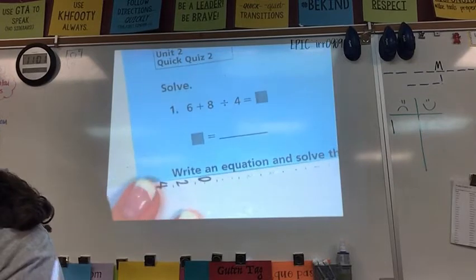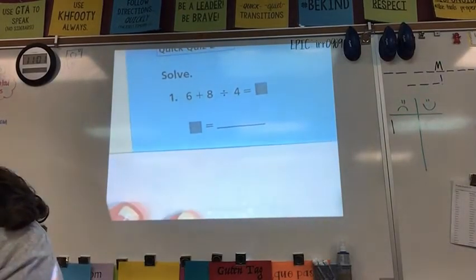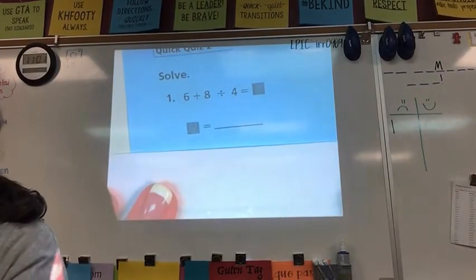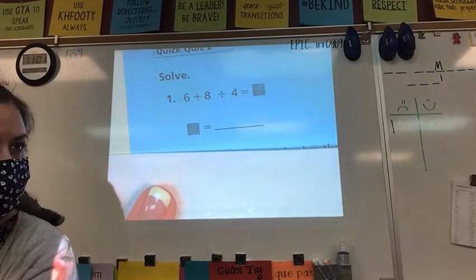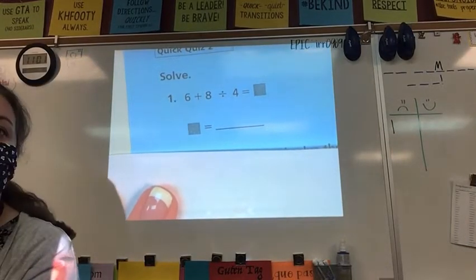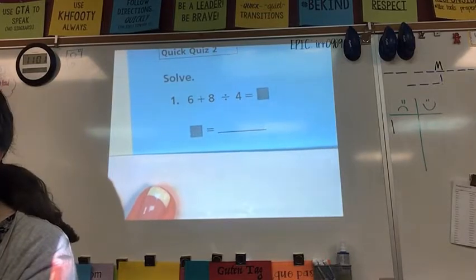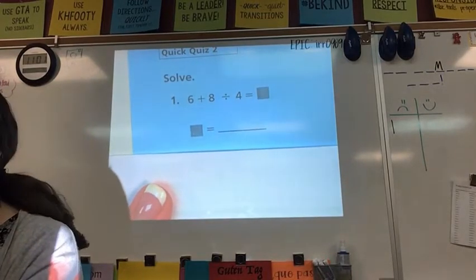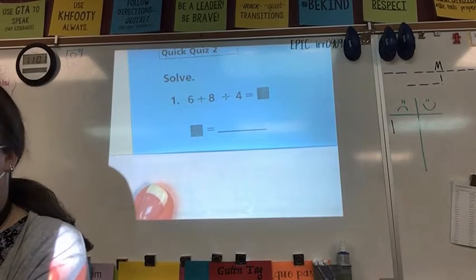I have to think about a rule, because I'm actually not going to add first here. Addison? First you do 8 divided by 4. Wait, but tell me the rule, because I don't want you to tell everybody how to solve it. I just want you to tell me the rule. Please?